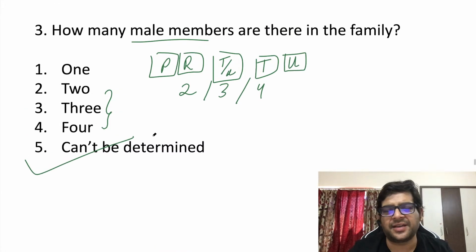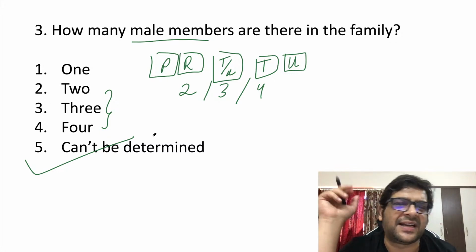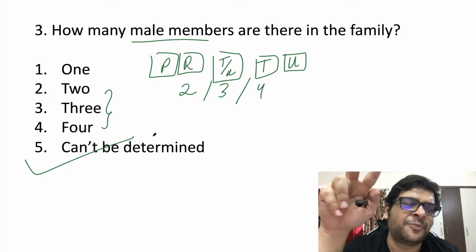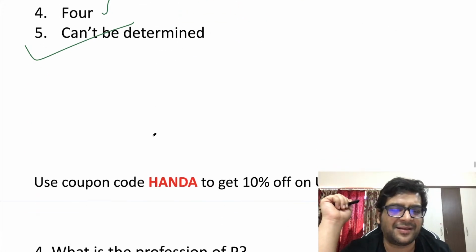If I change the language of the question a little bit, if I say how many members of the family are definitely male, then your answer would have been 2. Because for 2 people, you are sure that they will be male. So please be careful with the language of the question as well.